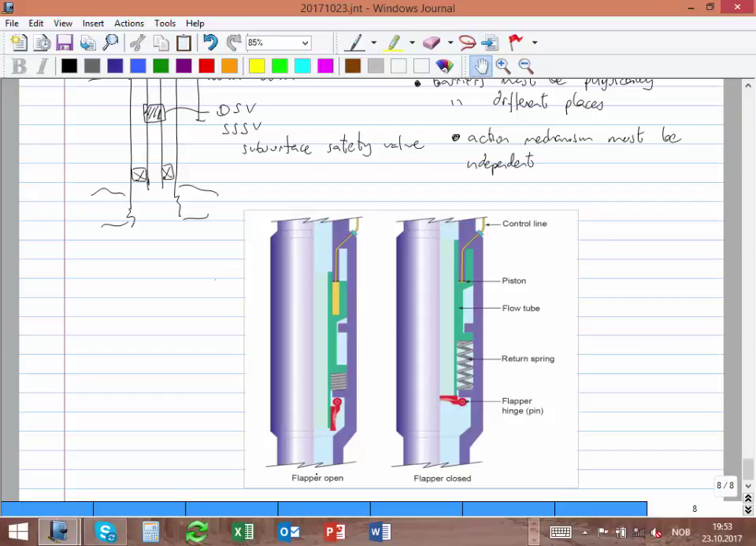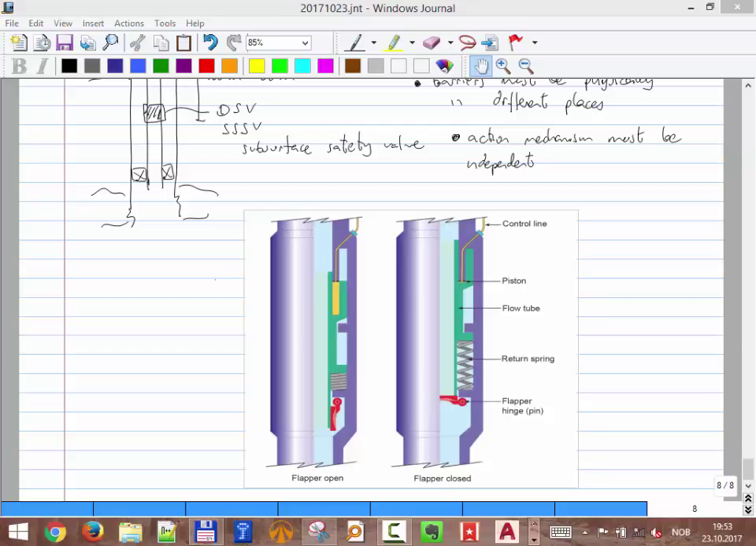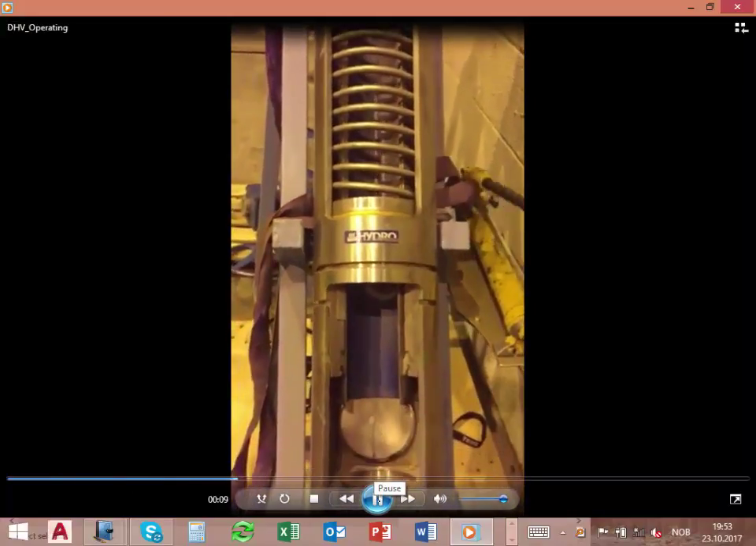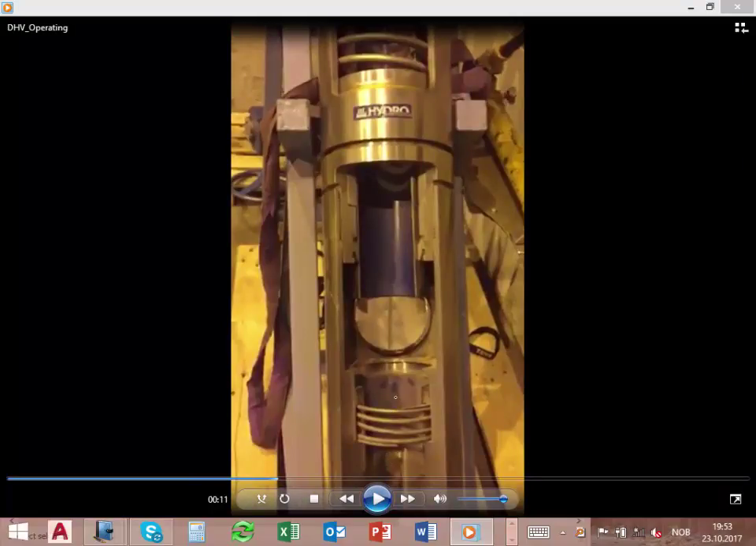So here you see what's coming from the reservoir, on the way to the wellhead. Let me just show you the video. This is a real one we have in our lab. You see that it comes from the reservoir going up. So now I'm going to push this annular pipe, which is actually pushing this flapper against the wall, because it's in the lower position.